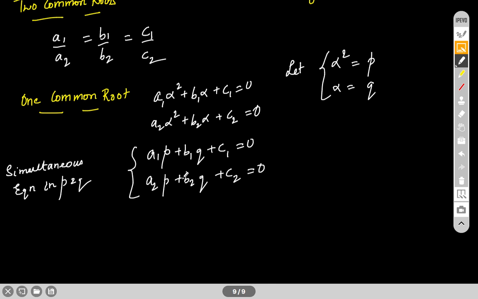So what do I do now? In this case, solve for P and Q. No, not that.